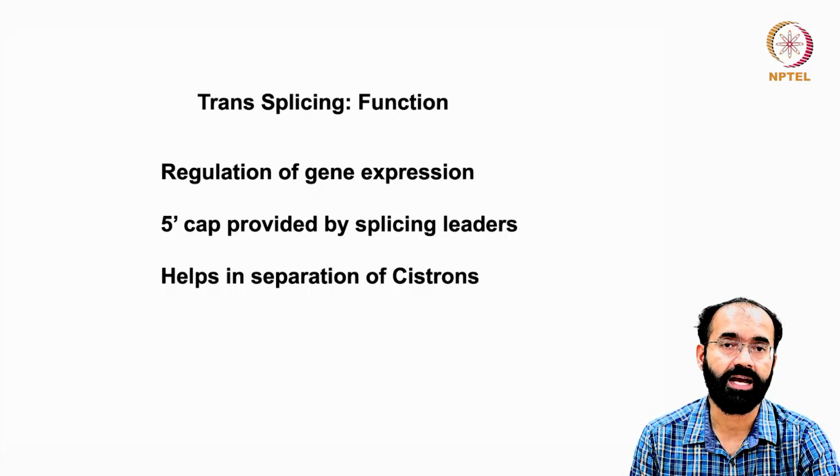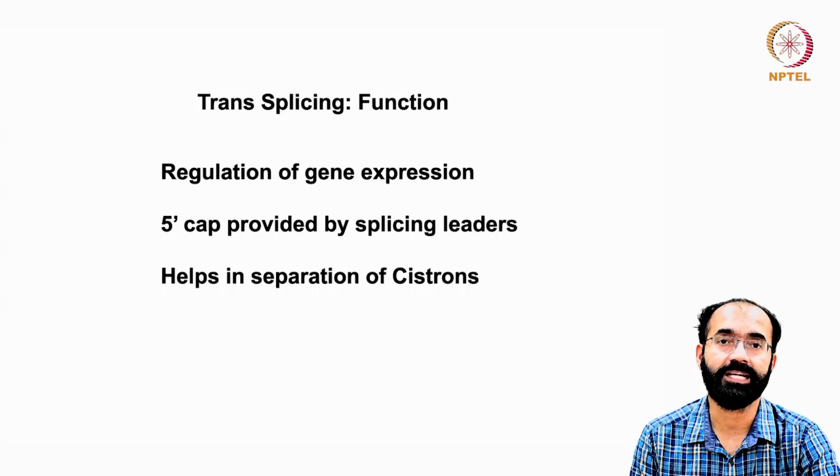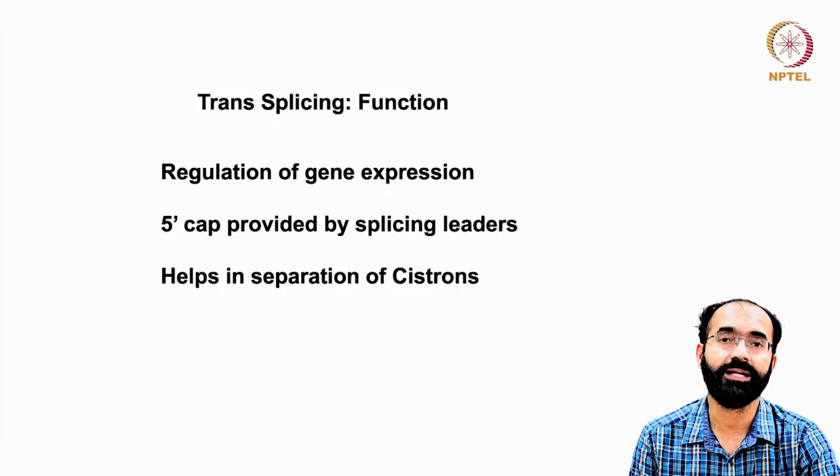If it is a non-coding RNA, it should be able to target its actual destination. So the 5' cap is provided by the splice leader sequence, because if the splice leader sequence is completely lacking, many times when the RNA is processed, it may not be able to get the cap. If the 7-methyl guanosine cap is not there at the 5' end, it is basically a death sentence for the RNA. So you don't want that to happen.